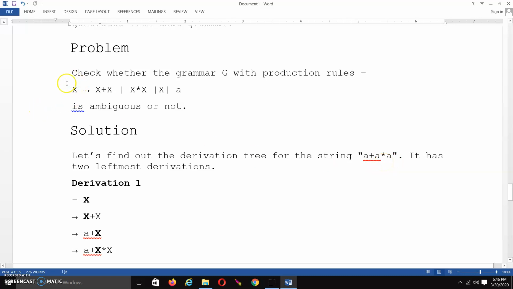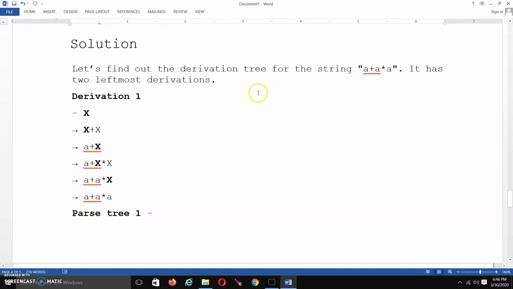As per the starting symbol, X is going to be taken. X is going to be treated as X plus X. Now I am going to derive a plus a star a. X is replaced as X plus X. Once again X is replaced as a, and then X is replaced as X star X. This X is replaced as a, and the next one is a. So X is replaced to give a plus a star a. This is one way of parse tree construction.